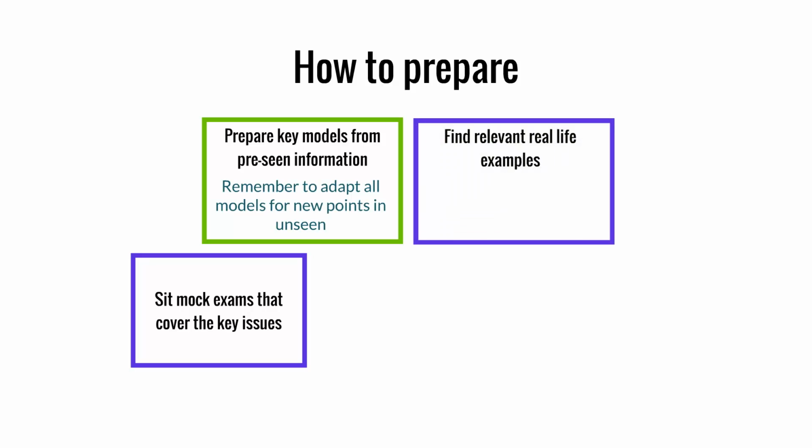Then find relevant real-life examples. So if we're talking about a particular issue that Knowledge City Technology Park is facing, then go online, find another technology park that exists in the real world and look at the kinds of things they've done. How have they overcome this problem?